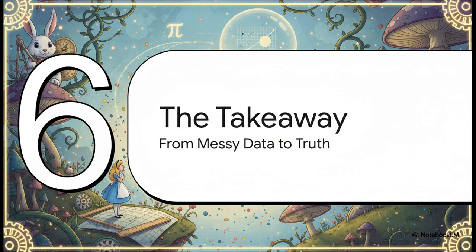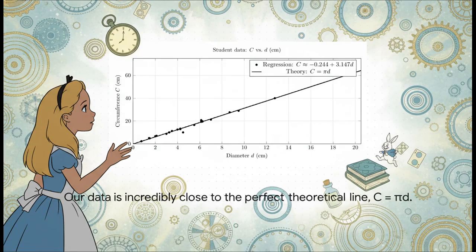So, what's the big takeaway here? Let's just step back and wrap up what our investigation really found. This final graph really says it all. The black dots, that's our real messy student data. And the solid line, that's the perfect theoretical formula for any circle. Circumference equals pi times diameter. Just look at how closely our real-world data points hug that perfect theoretical line. We used an imperfect, messy process to uncover a perfect, universal truth.